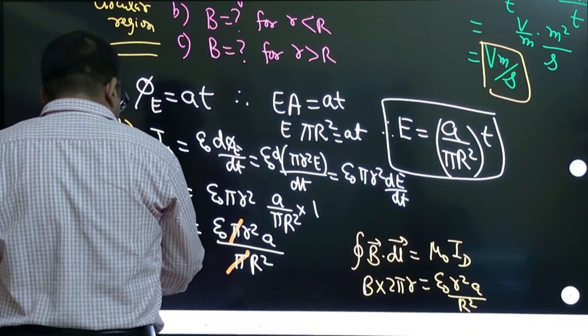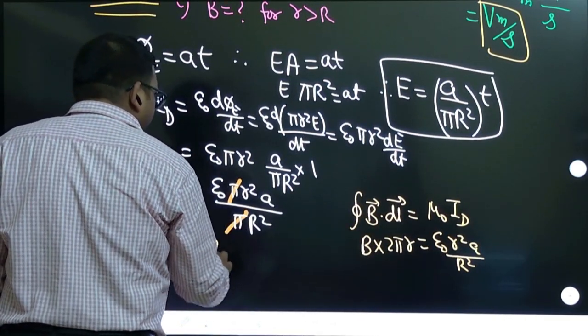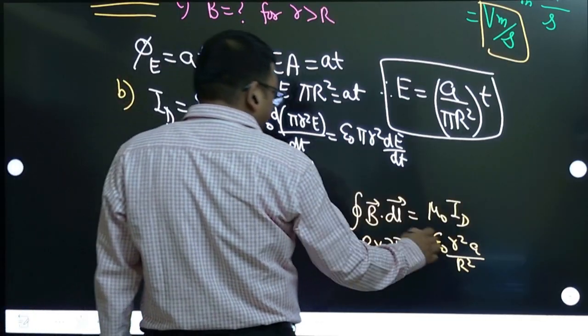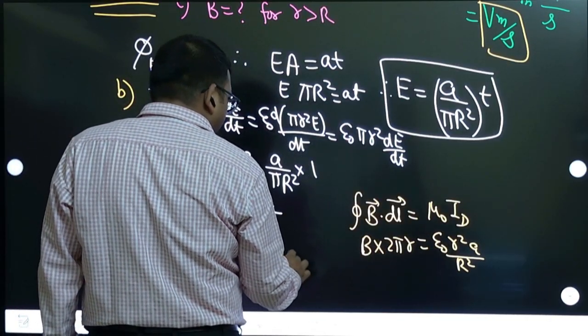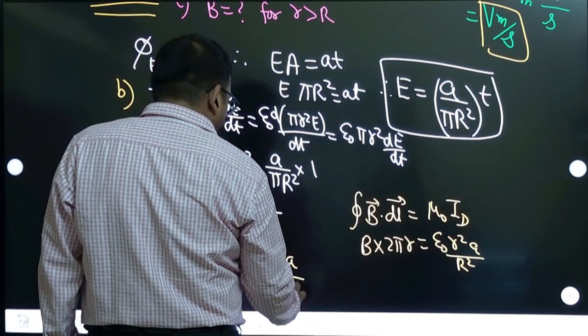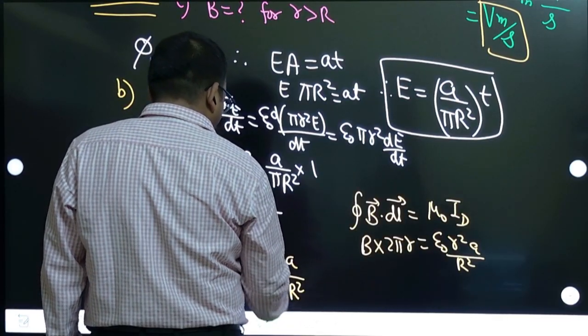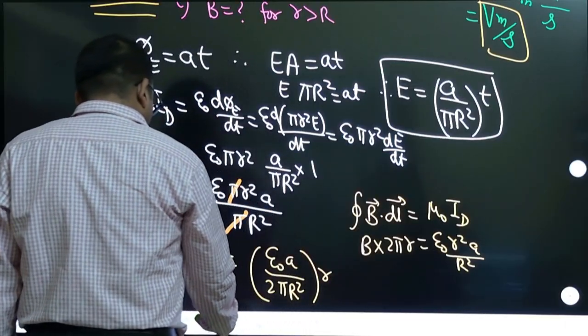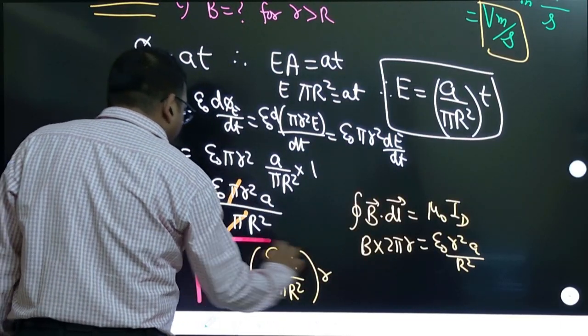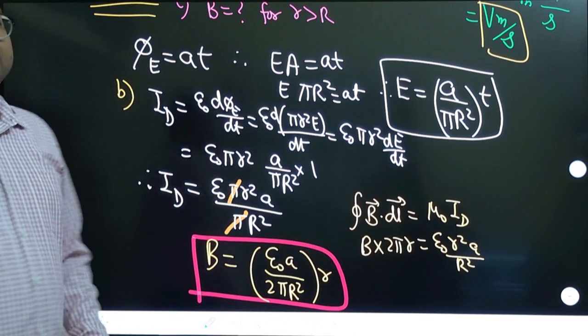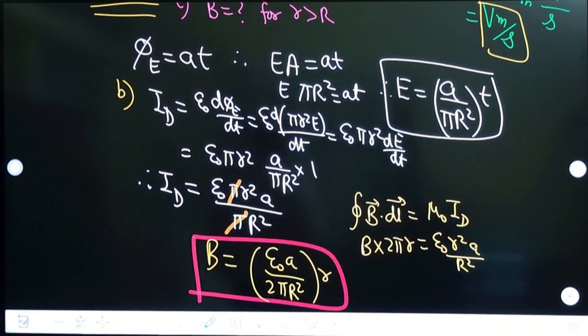Now what is the answer? You got the magnetic field. So this r gets cancelled. Epsilon naught A by 2 pi capital R square into small r. Yes, this is what you are getting, the magnetic field. Clear? Are you clear about this? Yes.